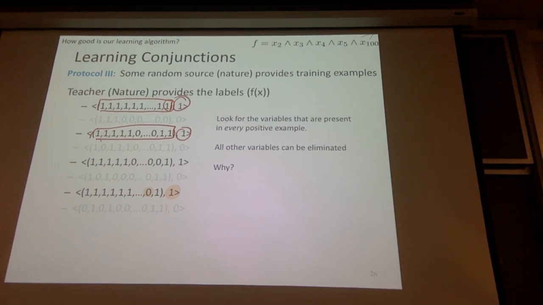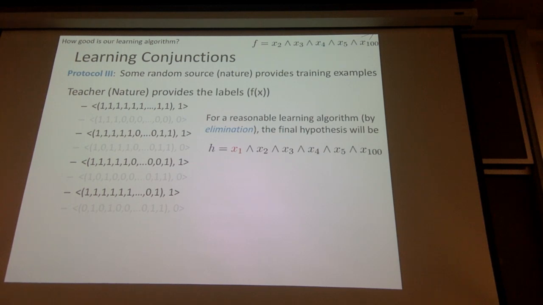The positive example says, I don't know what the true function is, but this particular feature should not have been in the true function because look, the function value is still positive and that feature is 0. So I don't care what the true function is, but feature number x99 is absent. And similarly, every positive example eliminates a collection of features, and the features that remain is essentially the intersection of all the ones that are in the positive examples.